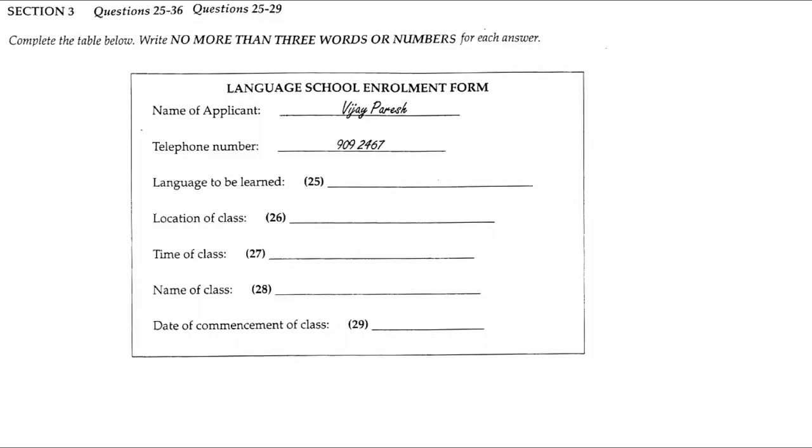Hello. May I help you? Hello. Is this the right place for me to register to study foreign languages? Yes, it is. May I have your name, please? VJ. My family name is Paresh. VJ Paresh. Okay. Do you have a telephone number? Yeah. 909-2467. Thank you. Now, which language would you like to learn? We offer French, Italian, Cantonese, Mandarin, Spanish, Portuguese. I'd like to learn Spanish, please.